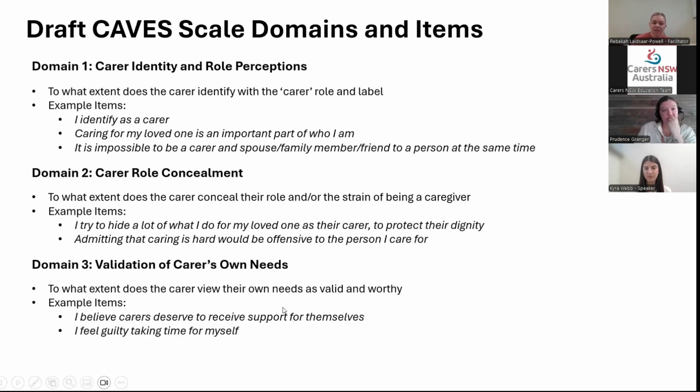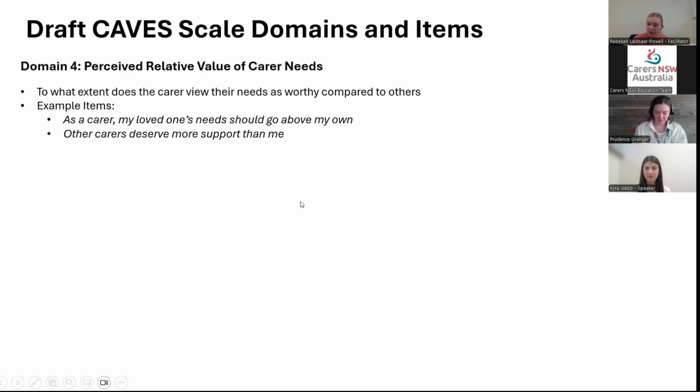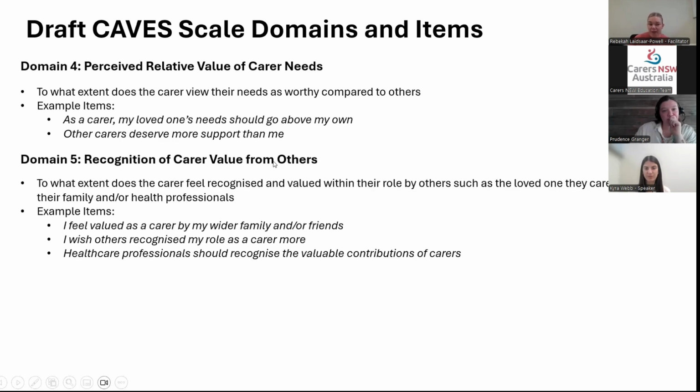Validation of carers' own needs. So looking at to what extent the carer views their own needs as valid and worthy. Looking at how carers value their own needs relative to others. Something that came up time and time again in Hannah's review was, as a carer, my loved one's needs should come above my own, and really understanding those sorts of features of what might feed into being attitudinal barriers to carers receiving support.